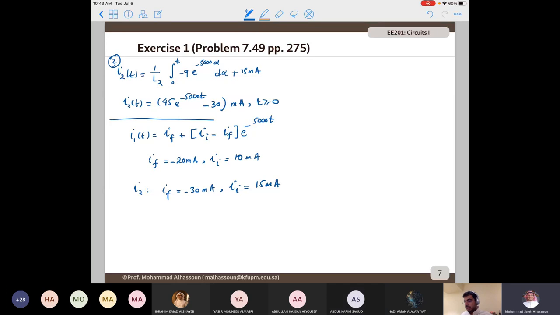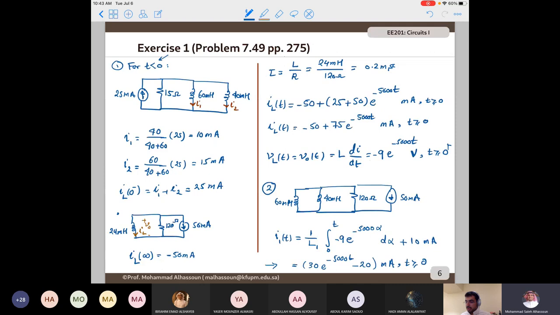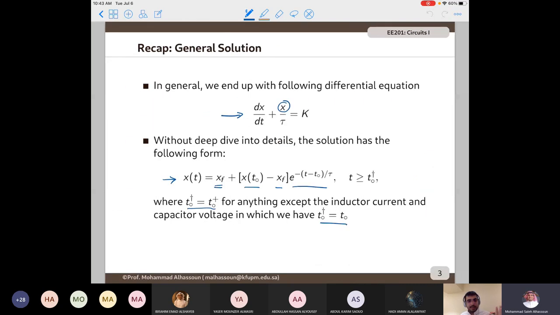So this will conclude this section, and in this section we did not do anything new. All we did was restate what we did in the previous three sections. We said there is a standard way of solving this problem. Just give me the final value, the initial value, and the time constant, and we'll give you the expression for any quantity, provided that we have an RL or RC circuit, or provided that the quantity obeys this differential equation.